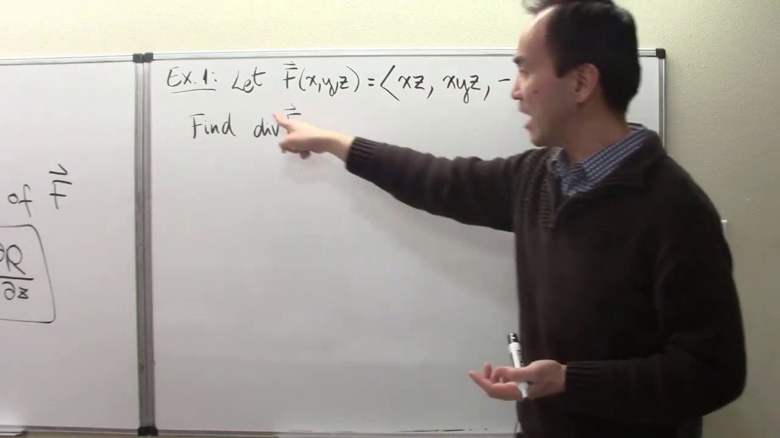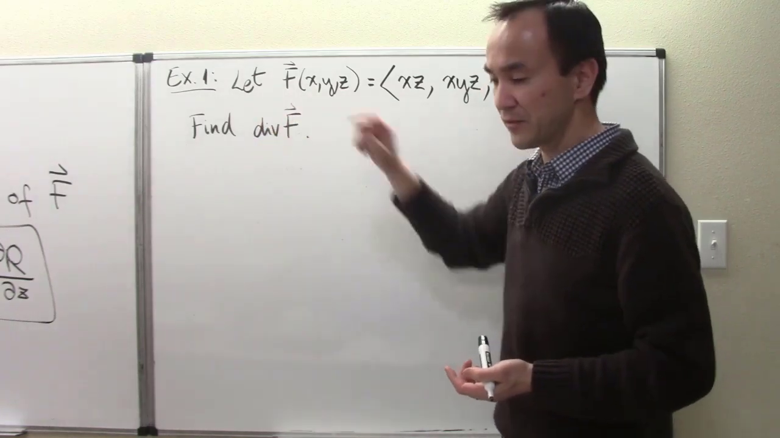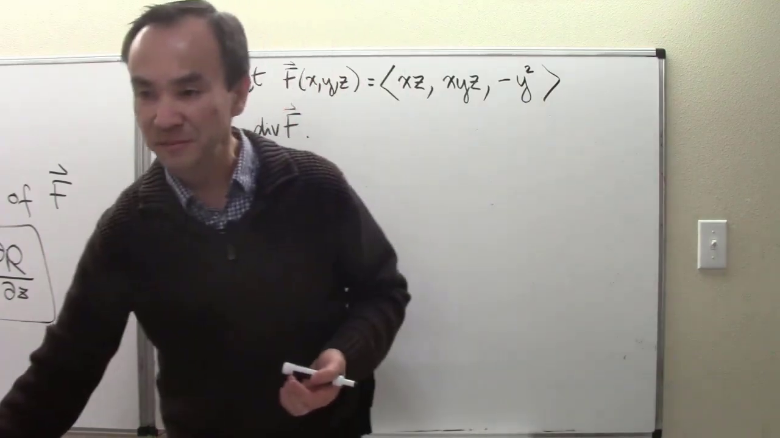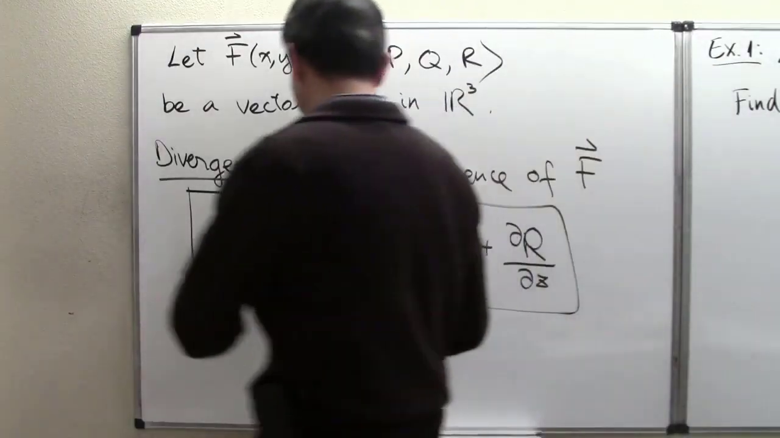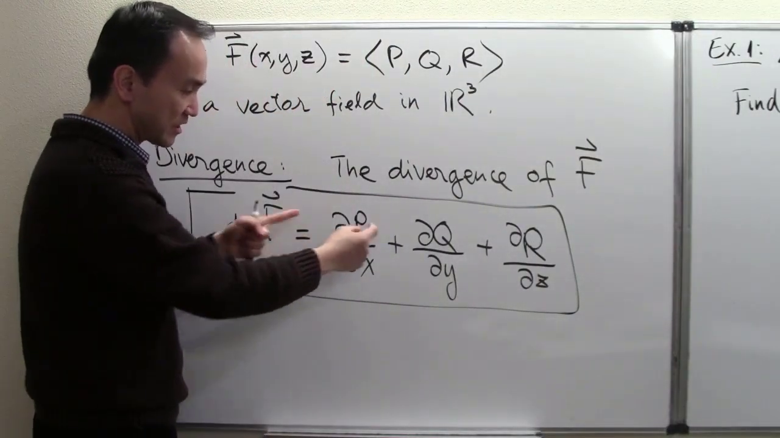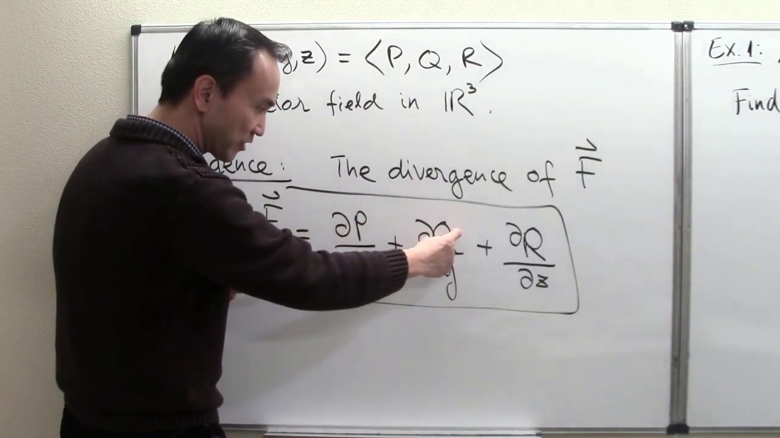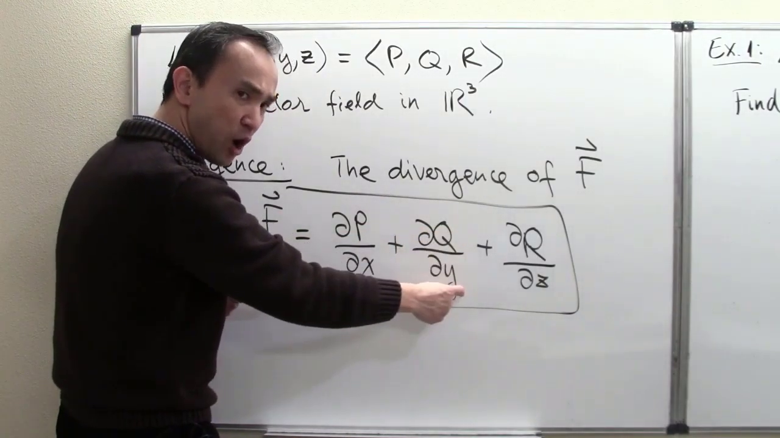Now let's calculate the divergence of this vector field. The formula is still retained on the other board of mine. So to calculate the divergence, all we need is the partial derivative of the first component with respect to x, the partial derivative of the second component with respect to y, the second variable.